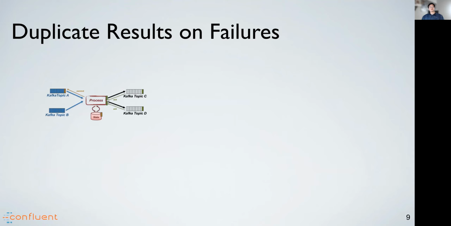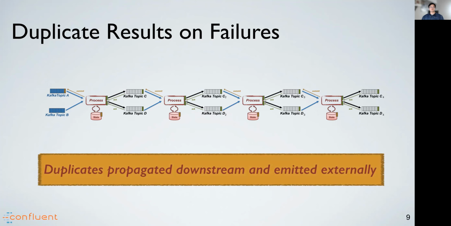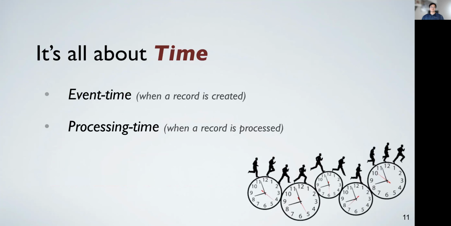And in practice, because an upstream processor's output can be read as a downstream processor's input, forming a streaming pipeline, such duplicates can also be propagated throughout the pipeline and eventually be emitted to external services reading from the same topology. This is also called the at-least-once processing semantics. Though I'm using Kafka here to illustrate the scenario, fault-tolerant consistency is a common challenge among all streaming engines. It requires that for each input record, its processing result should only be reflected exactly once, even under failures. In literature, this is also called the exactly-once semantics.